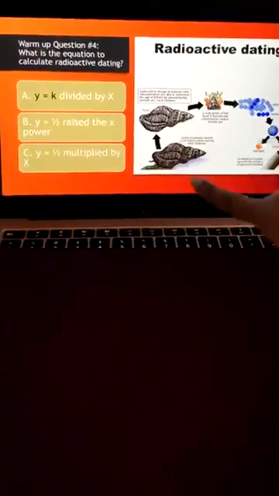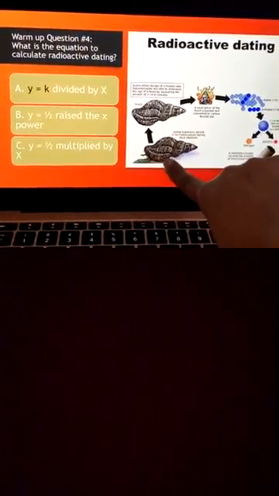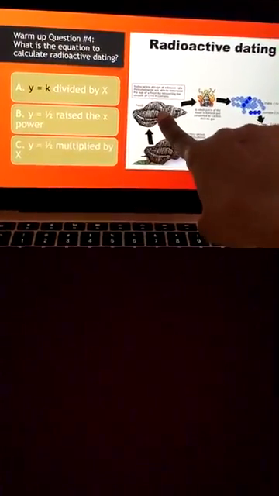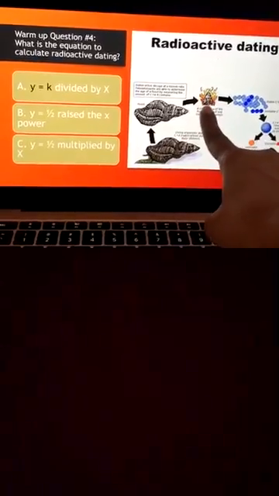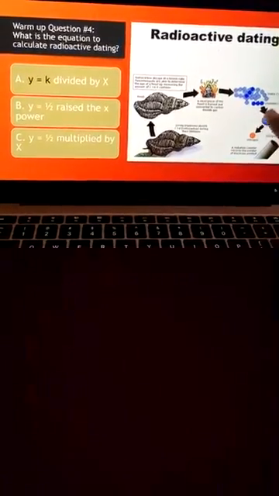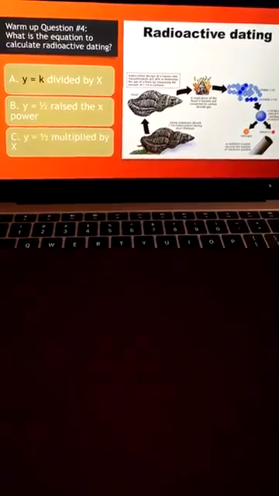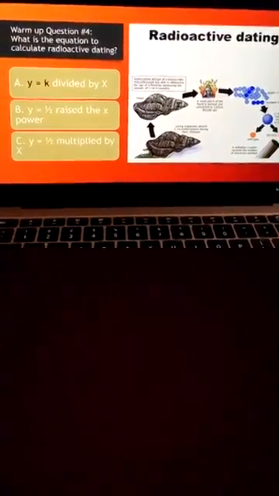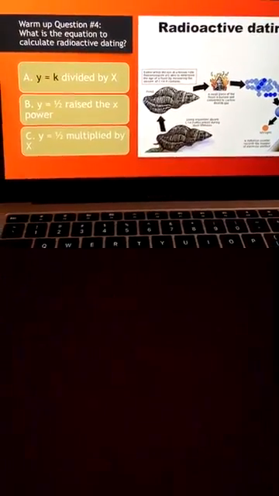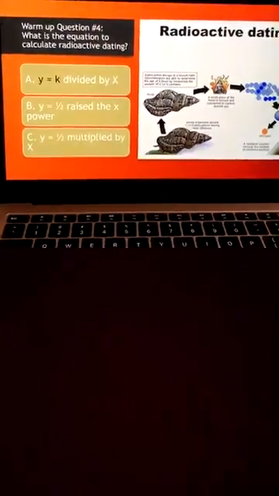Now, the picture right here shows you radioactive dating. So let's say we find the fossil, we take that fossil, we burn it, and then we analyze the chemicals that come from it, and then we calculate the amount of chemicals present and how much of that chemical has decayed, and we can use that in a mathematical equation right there.